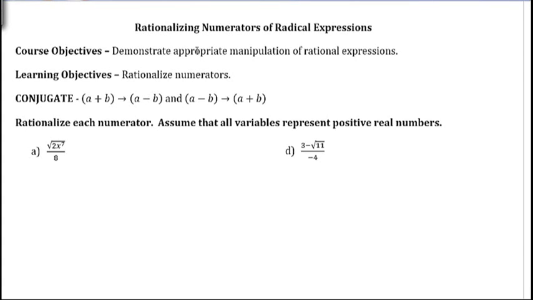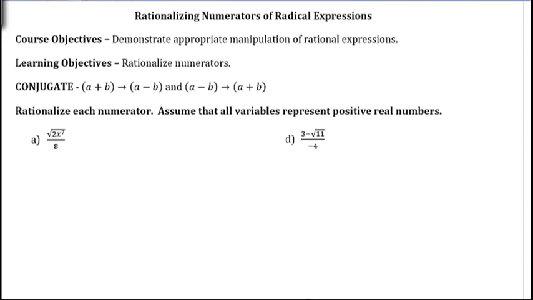This video is about rationalizing numerators of radical expressions, and it basically works just like with the denominators, only this time we want to get the square roots out of the numerator and not the denominator. So we're still going to be using conjugates, and we're going to multiply by the conjugate of the numerator.